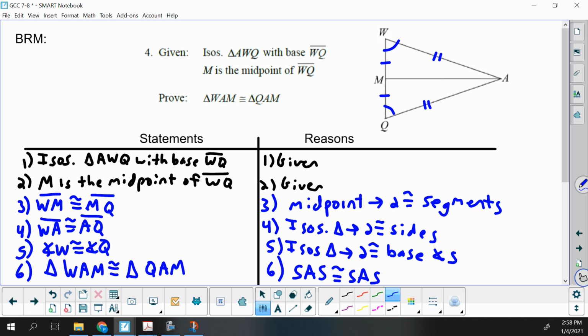Now there was another option here. You could have, if you wanted, instead of what we had for step 5, you could have done a reflexive property and got side, side, side. However, you could not have replaced step 4 with reflexive property because that would have given you side, side angle, which doesn't work. All right, so that was 4. Next one we're going to do is 7.